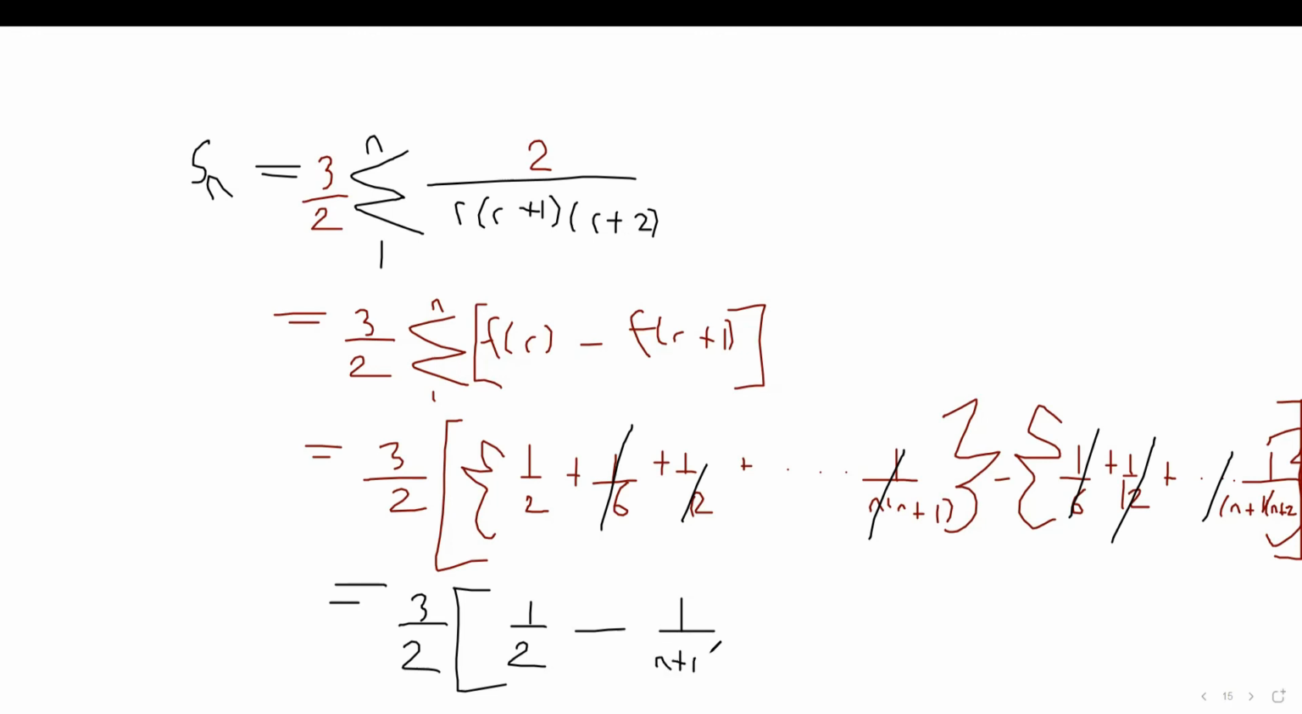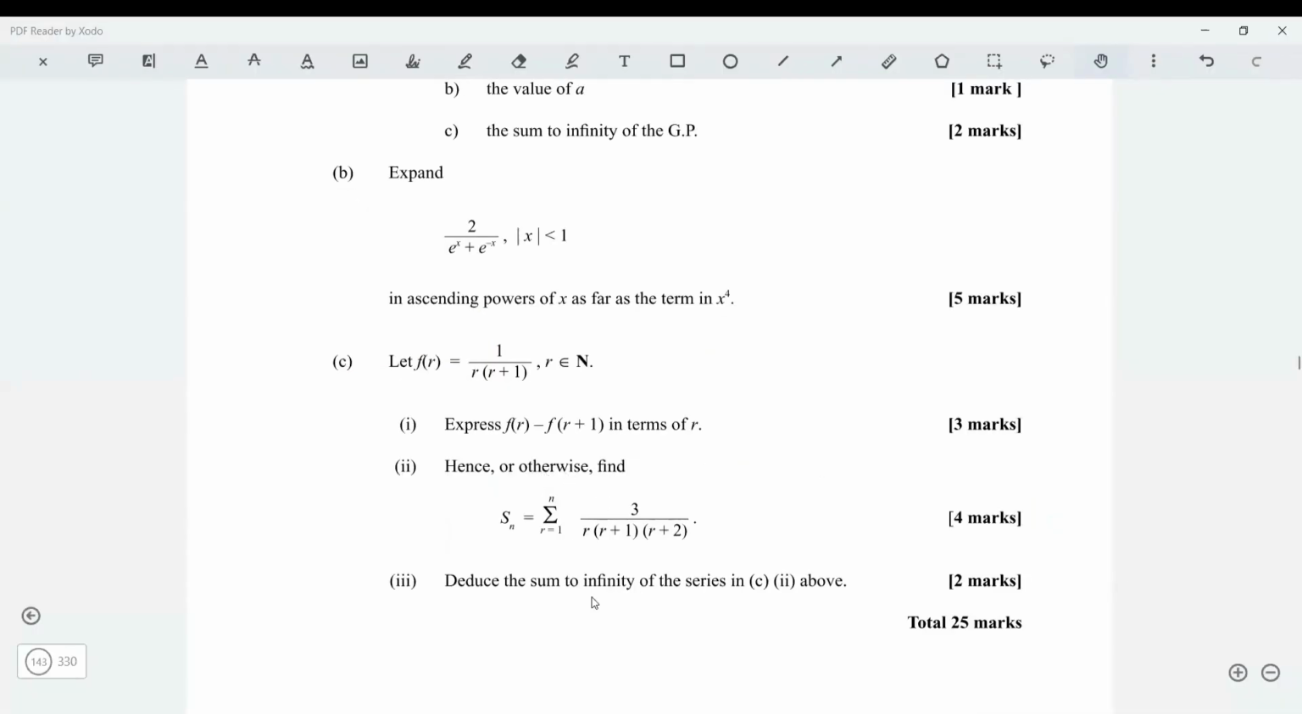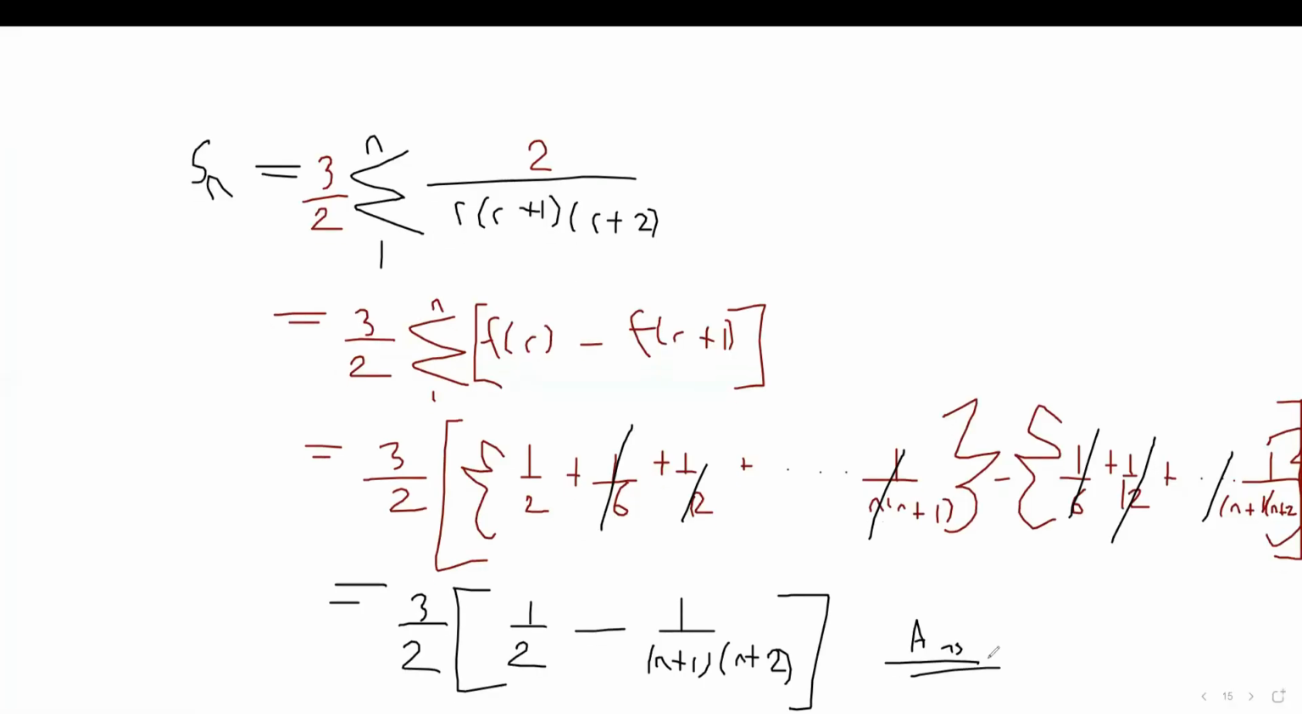Then the next thing they ask is to deduce the sum to infinity. So this is not bad at all, right? This is another easy one, 4 marks. We'll leave it here, so that's Sn. Then they want us to find the sum to infinity now. We just replace n with infinity.